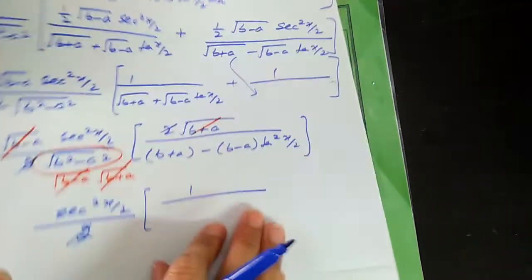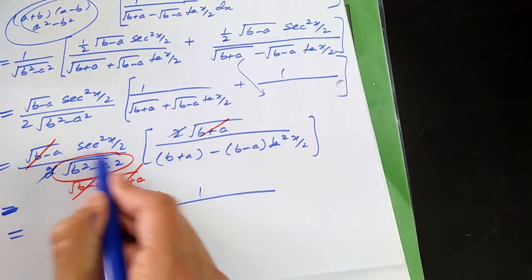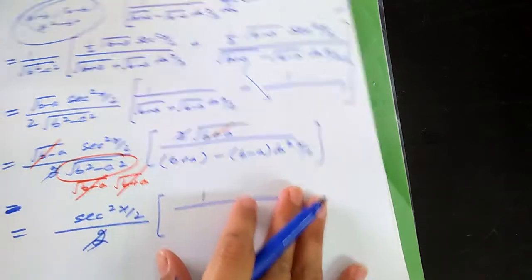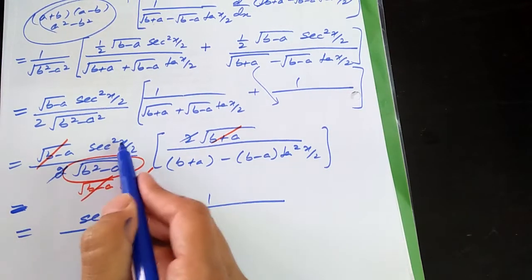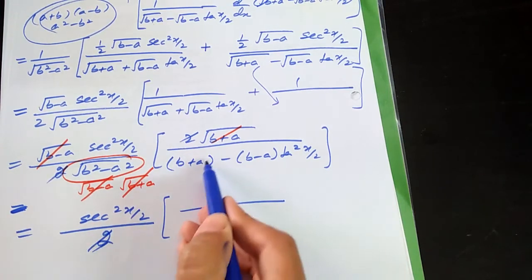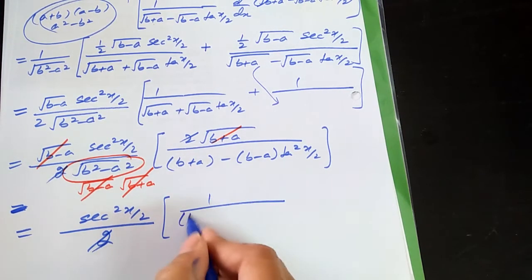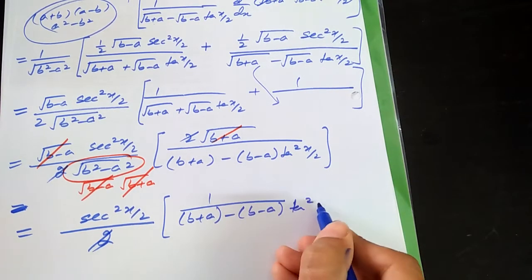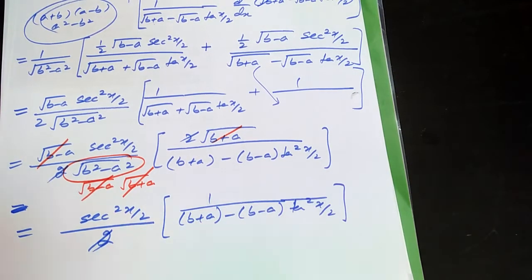So these terms can be written as, we know that this is secant square of x by 2. Secant square of x by 2 can be written as 1 over cos square of x by 2. That cos square of x by 2 can be moved down, that I will show in the next step. This is b minus a tangent square x by 2 like this.